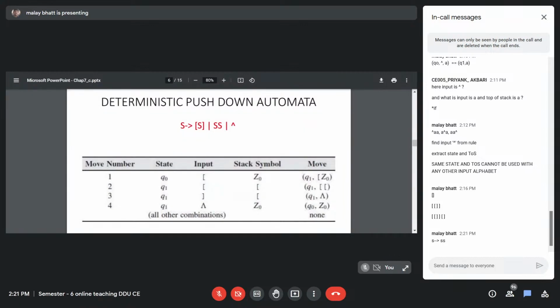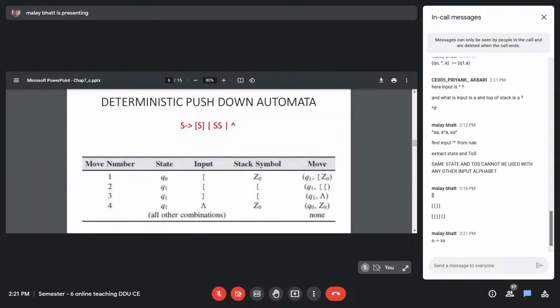Okay, now, is this a deterministic PDA? The answer is yes, because you can see in the move column, we have only one rule. We don't have two different alternatives like push and ignore. In the move column, the last column, we have only one rule. There are no two rules together.